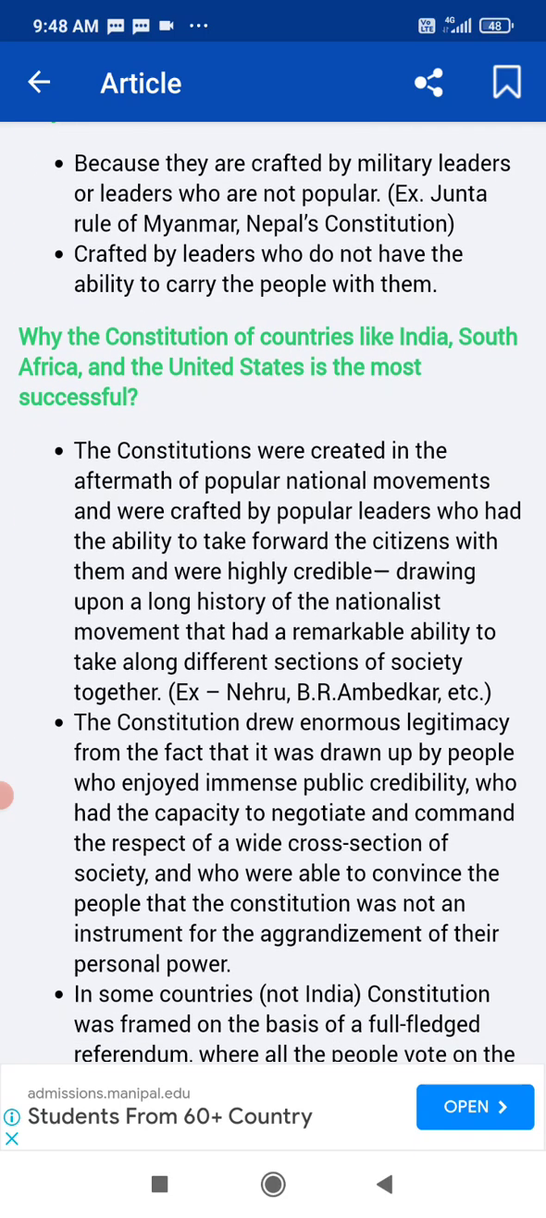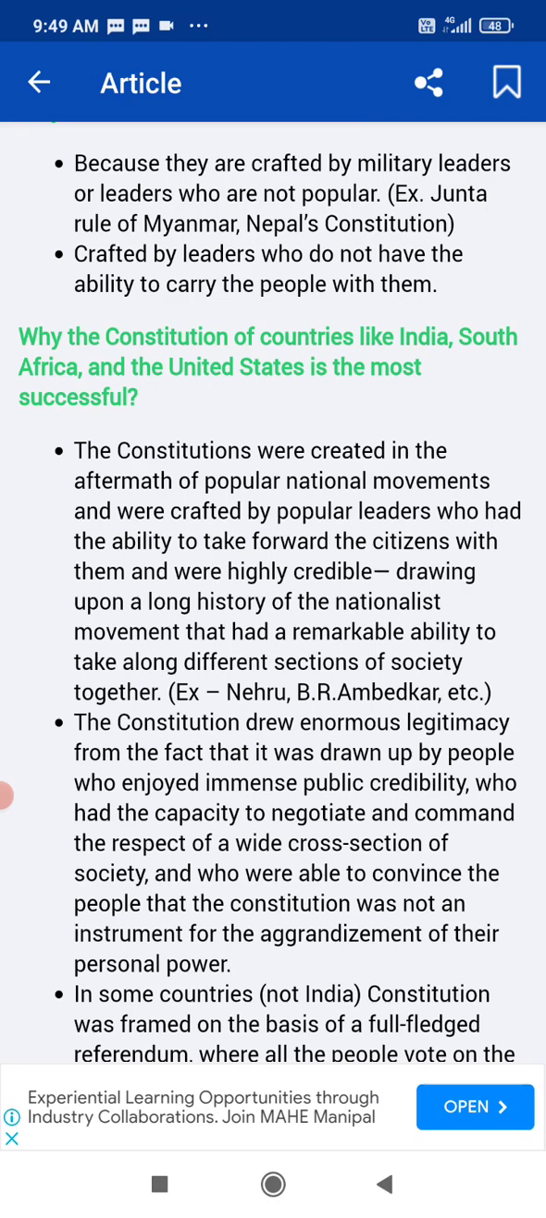The constitutions were created in the aftermath of popular national movements and were crafted by popular leaders who had the ability to take forward the citizens with them and were highly credible. They drew upon a long history of the nationalist movement that had a remarkable ability to take along different sections of society together. Example: Nehru, B.R. Ambedkar, etc.